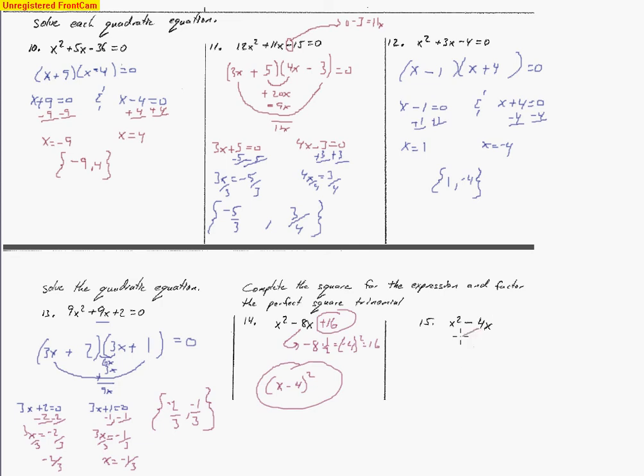Over here, figure out what half the b term is, and that just makes negative 2. Then you take that negative 2 and you square it, and that gives you 4. So that's the number that gets added to both sides. And then how does that factor? Well, x minus 2 quantity squared. So those are the answers they're looking for.